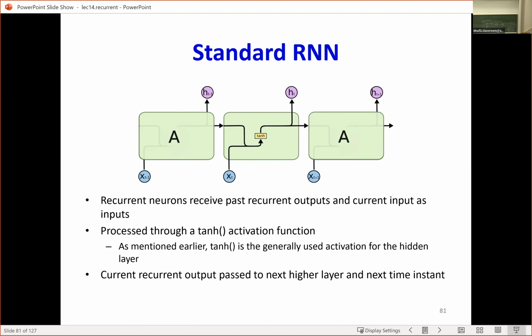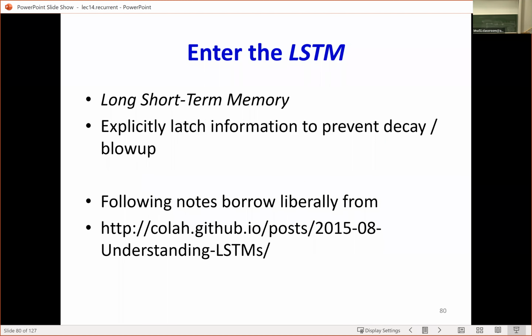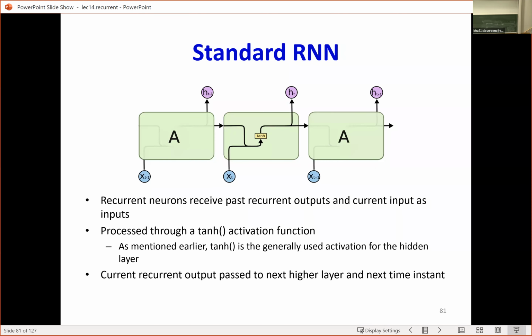Here's how we typically do it. I'm going to use this illustration from this web page over here, Colah's blog. So that's your standard recurrent network that we've seen so far. The current hidden state and the input are going into the activation function, where you typically use a tanh because with tanh you retain memory the most.